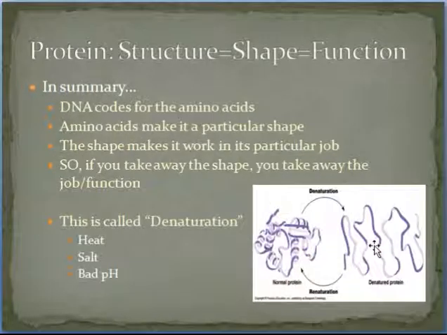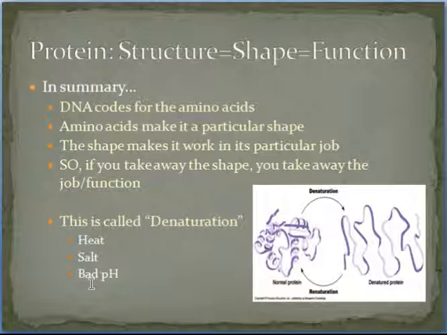So, in summary, I put structure equals shape equals function. The DNA codes for the amino acids. The amino acids make a particular shape. And the shape is what makes it work in its particular job, whatever it's supposed to do. So, if you were to take away the shape, you would take away the function. It would not work anymore. This is called denaturation. It can be caused by heat, by salt, by a bad pH.